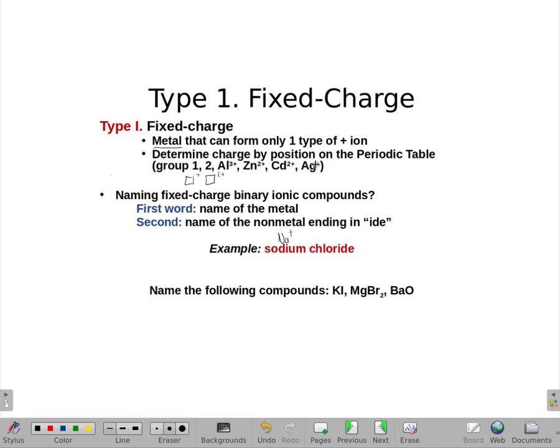Now, these other guys aren't necessarily singled out by their groups, but their charges are fixed. So every single aluminum you ever see is a positive 3, every single zinc is a positive 2, every single cadmium is a positive 2, and every single silver is a positive 1.